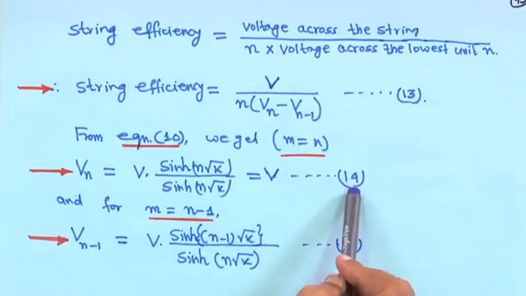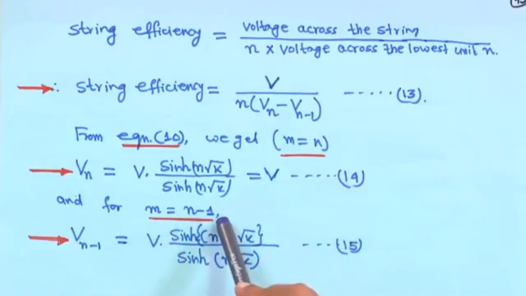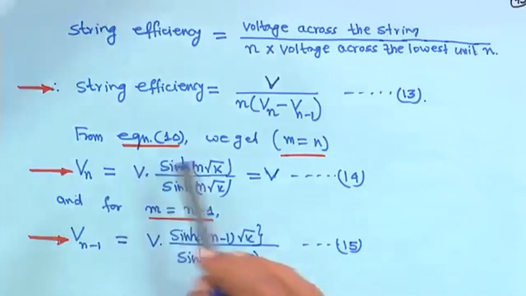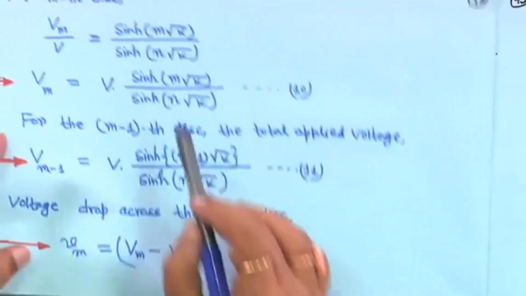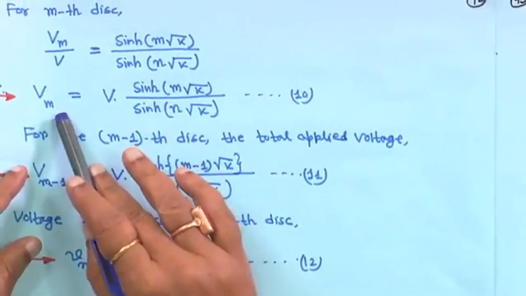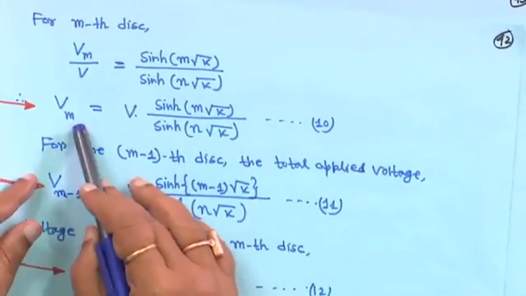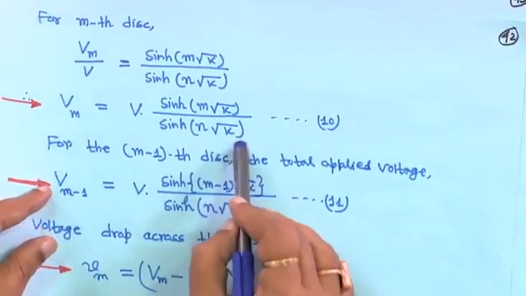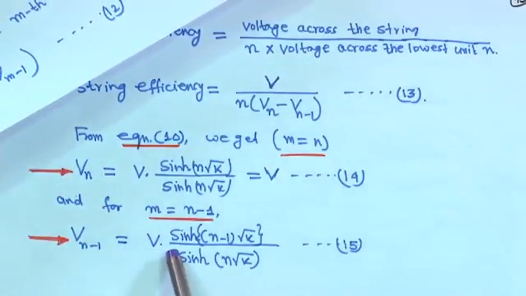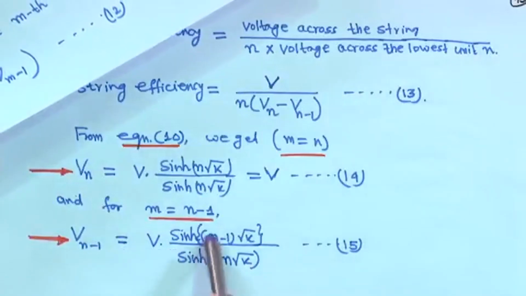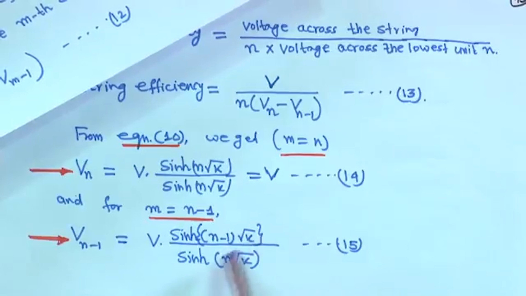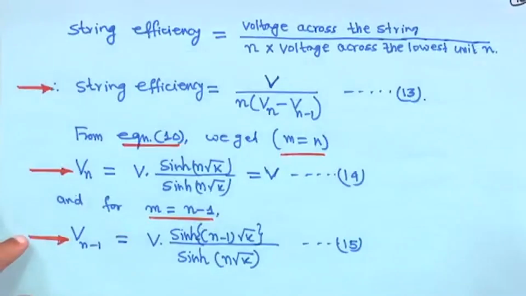That is equation 14. And for m is equal to n minus 1, if you replace m by n minus 1 in equation 10, then Vn minus 1 is equal to V, then sinh of n minus 1 root k, divided by sinh of n root k. This is equation 15, right.